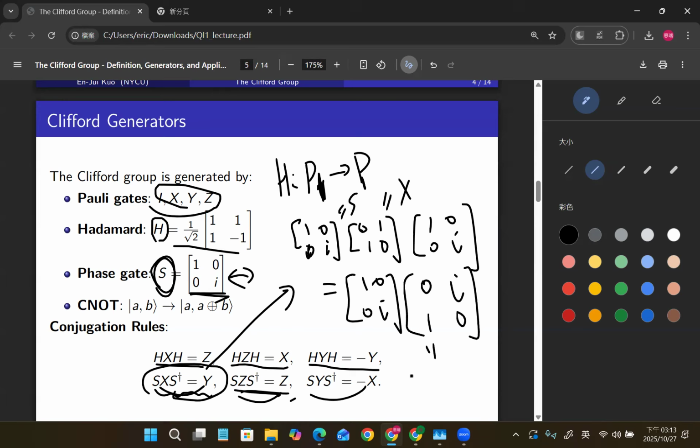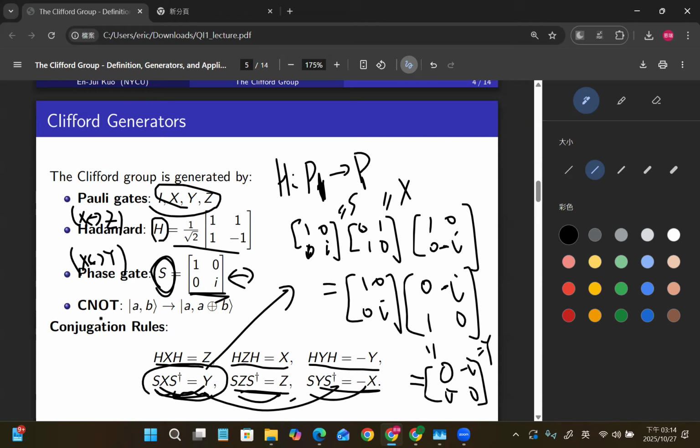Okay, so I get it here. The negative i, because this is S dagger. This is S dagger, so it's here. Now I get 0, minus i, 0, which is Y. So S X S dagger is Y. Once you have this, then you can multiply by S squared and you can prove S Y S dagger is minus X. So the phase gate is an interesting guy, right? It exchanges X and Y. And Hadamard you can view as exchanging X and Z.